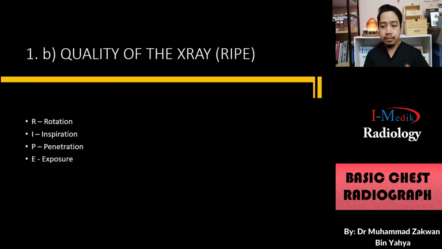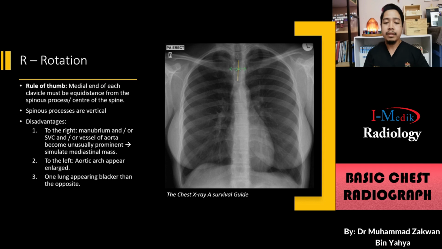For the R, rotation, the rule of thumb: the medial end of each clavicle must be equidistant from the spinous process, or the center of the spine. The spinous process is vertical and central, and we look at the distance from the medial end of each clavicle. What are the disadvantages of a rotated radiograph?